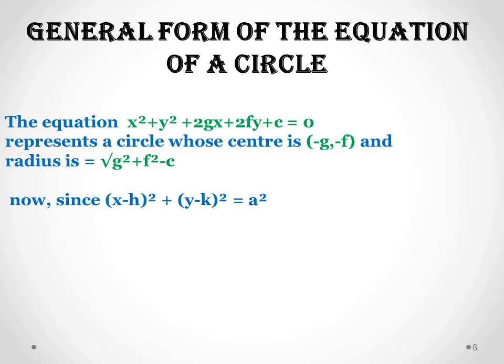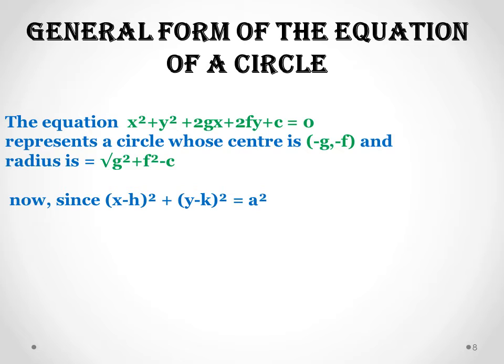So the equation is x square plus y square plus 2gx plus 2fy plus c is equal to 0, right? And here it is representing a circle with the center (minus g, minus f). The center is (minus g, minus f), and the radius is the square root of g square plus f square minus c, whole under the root, right? Now how are we going to get this?